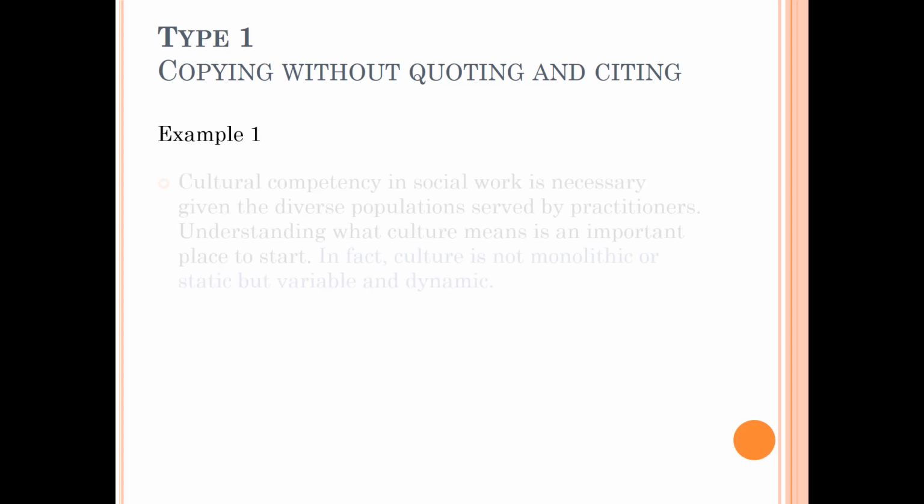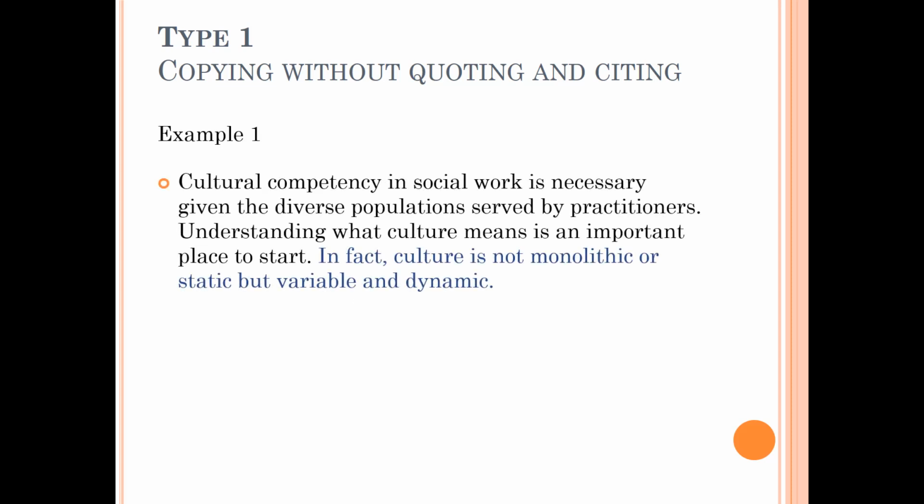Okay, so here's our first example. Cultural competency in social work is necessary given the diverse population served by practitioners. These first 2 sentences are my sentences. The sentence in question is the one in blue. In fact, culture is not monolithic or static, but variable and dynamic.